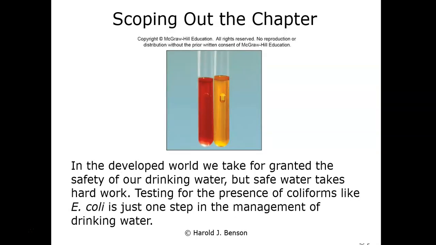And then we'll also talk about the aquatic environments and talk about drinking water or potable water that is safe for us to drink. And a lot of water sources require the testing for what are called coliforms. And these are fecal bacteria like E. coli, that is really a key step in managing the availability of safe and clean drinking water for human consumption.